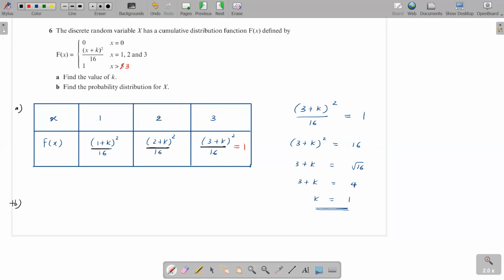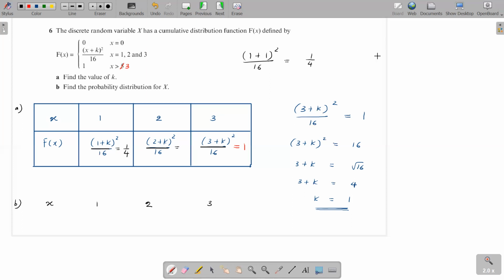First, shall we input the k value? When you input the k value as 1, can we find the cumulative probability values? When k equals 1, (1 plus 1) whole squared divided by 16. How much is that? That's 2 squared, which is 4, so 4 over 16, which is 1 over 4. So this answer is 1 over 4.